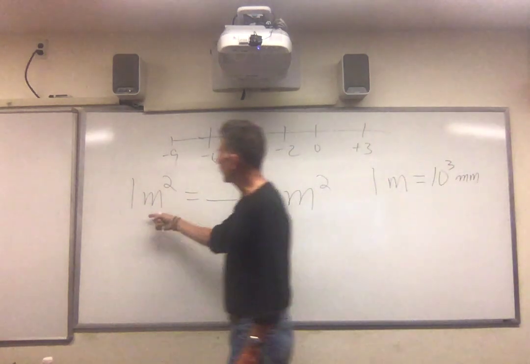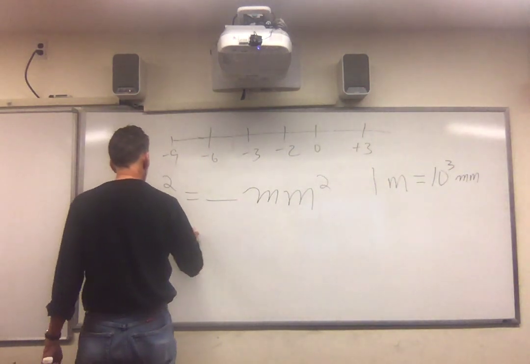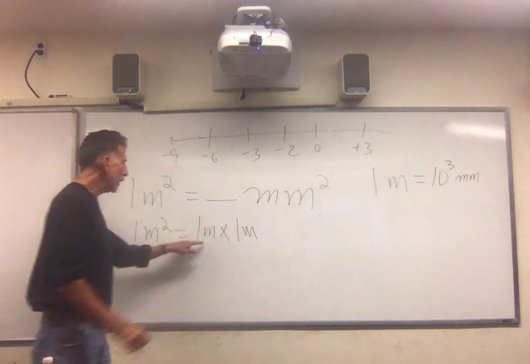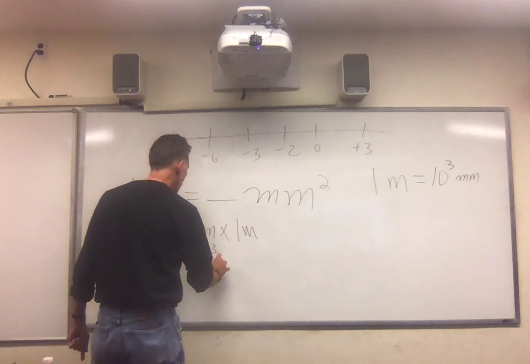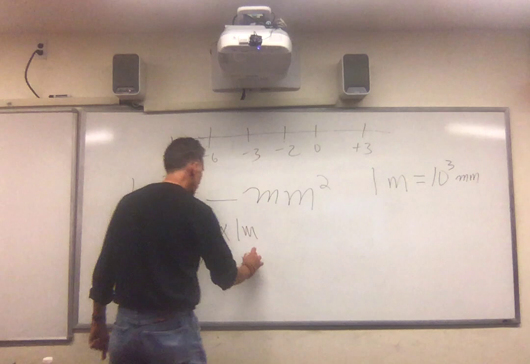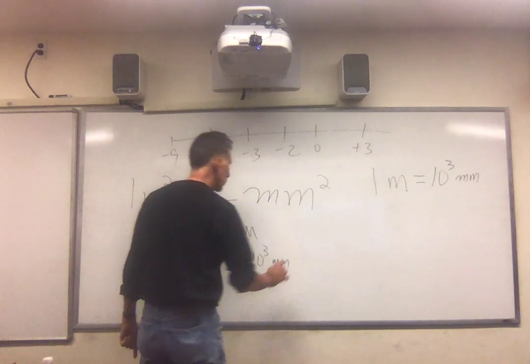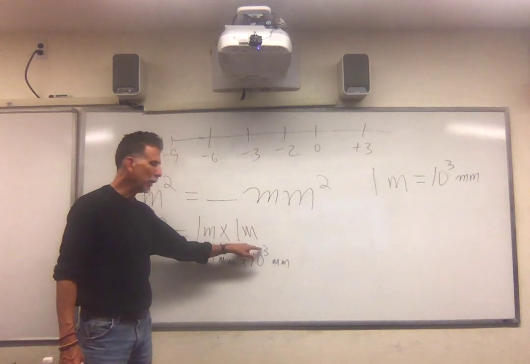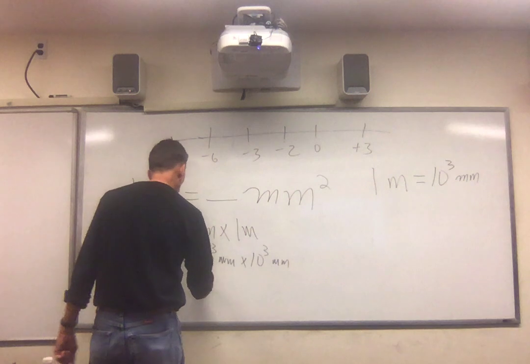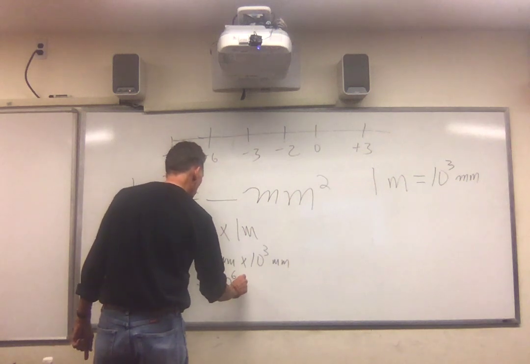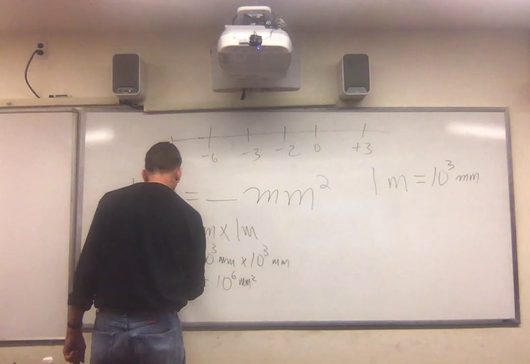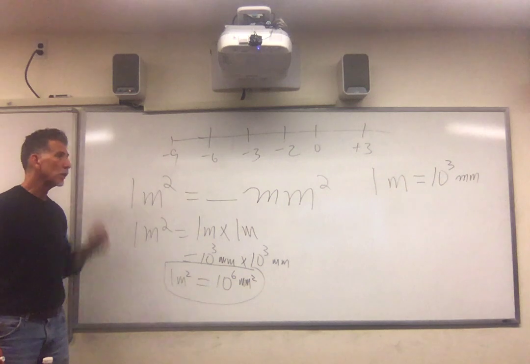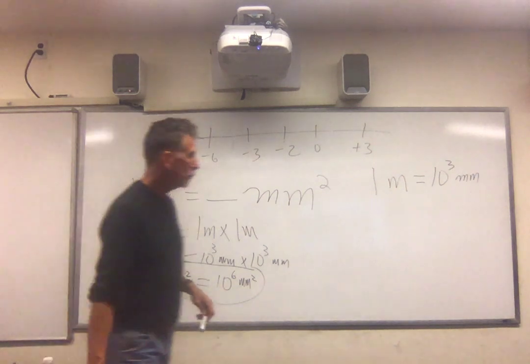So what is 1 meter squared? 1 meter squared is 1 meter times 1 meter. We're good? But that is 1,000 millimeters times 1,000 millimeters. Now we go back to scientific notation and we simply add the exponents. And so the total is 10 to the 6th millimeters squared. 1 meter squared. It's good? 10 to the 6th.